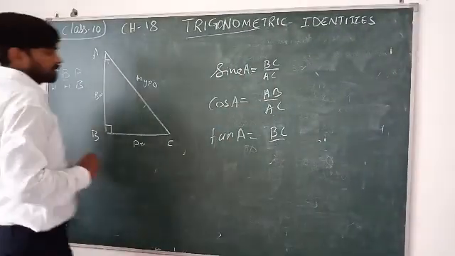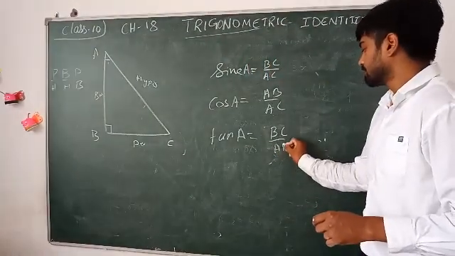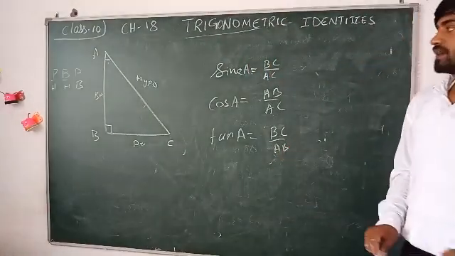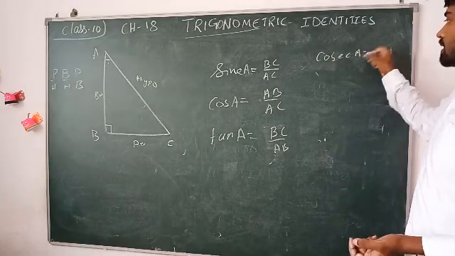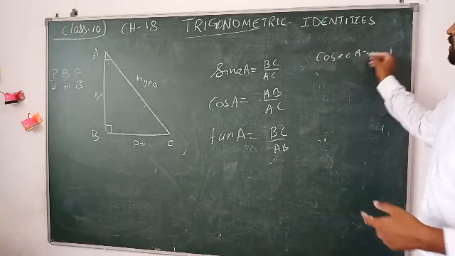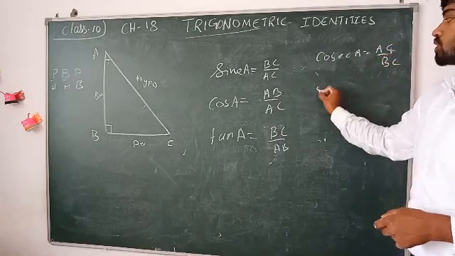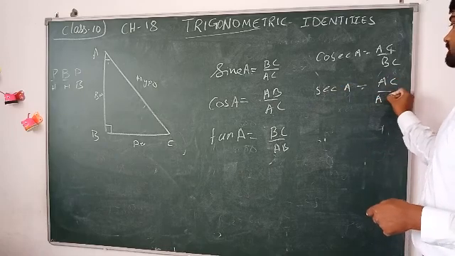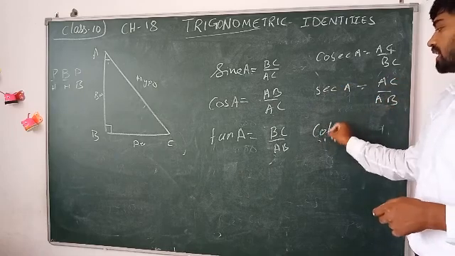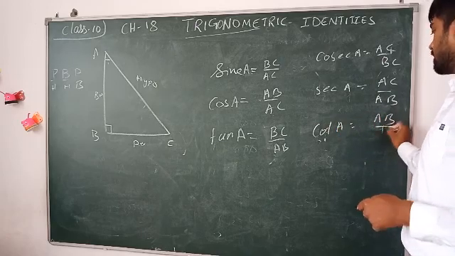Perpendicular upon base. This is B. Base, so AB. And then I have to find what? Cosec A is always the opposite of sine, so AC over BC. And sec A is going to be AC over AB. And then cot A is going to be AB over BC.